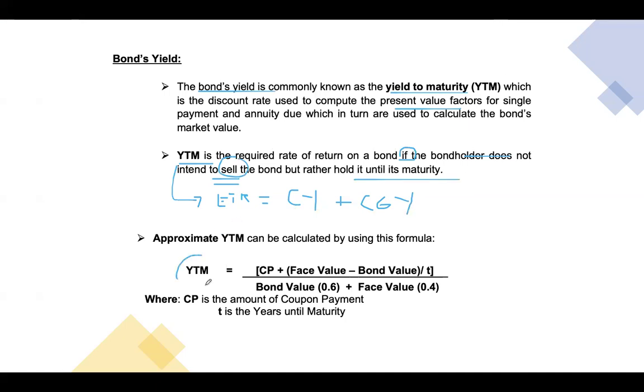Okay? And how to compute the YTM? It is coupon payment plus face value minus bond value over T, the time until it matures, all over bond value times 0.6 plus face value times 0.4. Coupon payment is computed by simply multiplying the nominal interest rate by the face value.